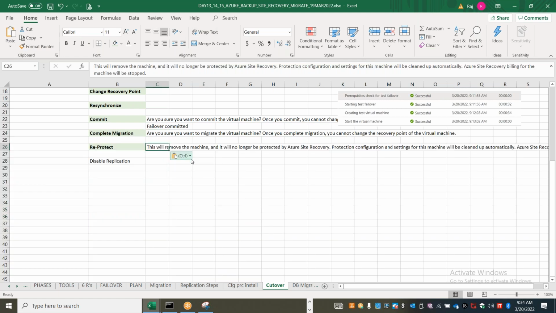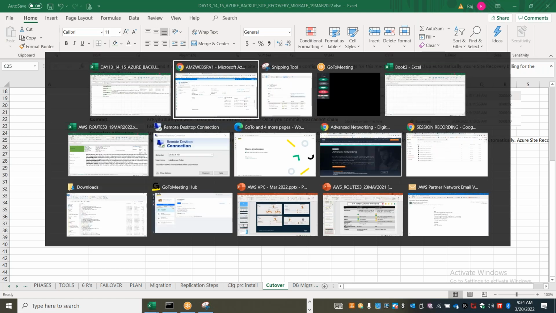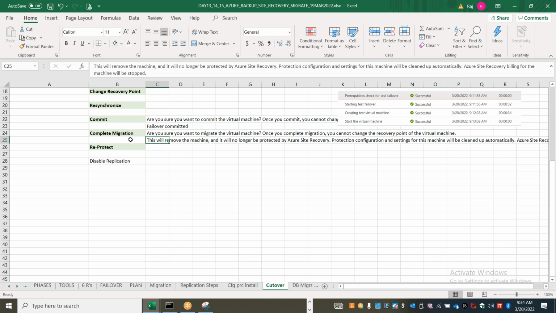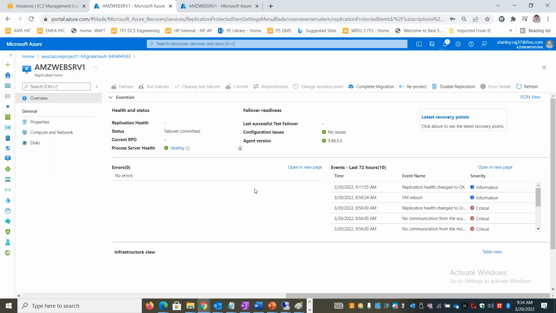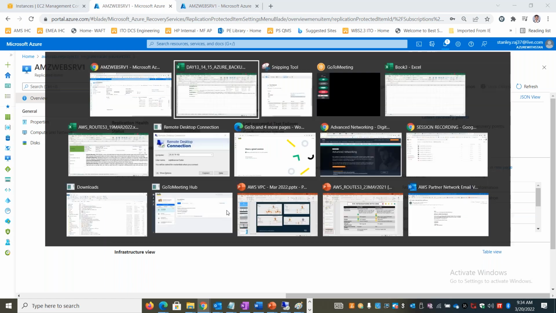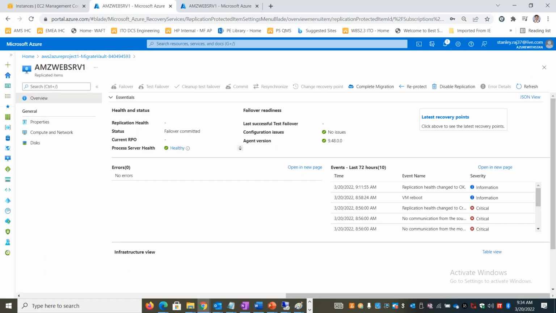So there won't be any billing now for using Azure Site Migrate, or else Azure Site Recovery billing will still continue to happen if you leave the migration or replication to continue. You have to close that site recovery job. Once the job is closed, then billing will stop. Failover is committed, and now we are good to close this and start with the next topic.